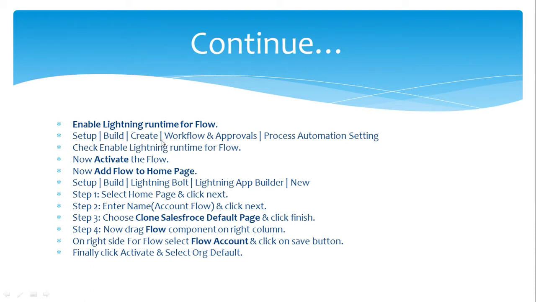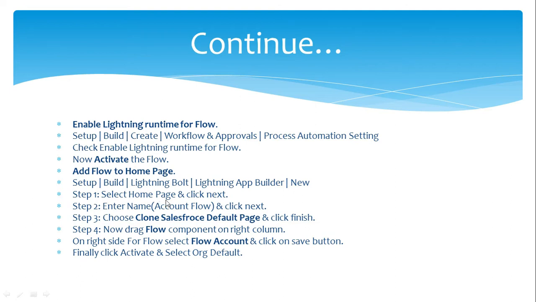Enable Lightning runtime for flow. Setup, build, create, workflow and approvals, process automation settings. Check Enable Lightning runtime for flow. Now activate the flow. Add the flow to the home page. Setup, build, Lightning Bolt, Lightning App Builder, new.